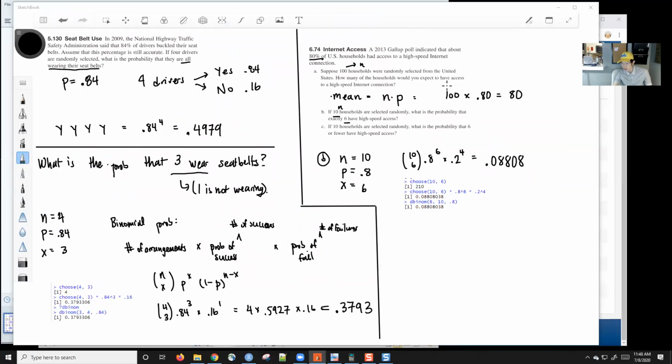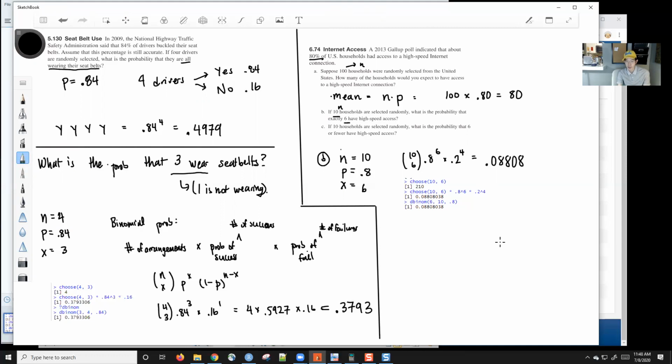Okay, so where did I get the 0.2? 0.2 is 1 minus 0.8. So if the probability of having high-speed internet is 80%, then the probability of not having it is going to be 20%. Exactly. Is that all right for part B?